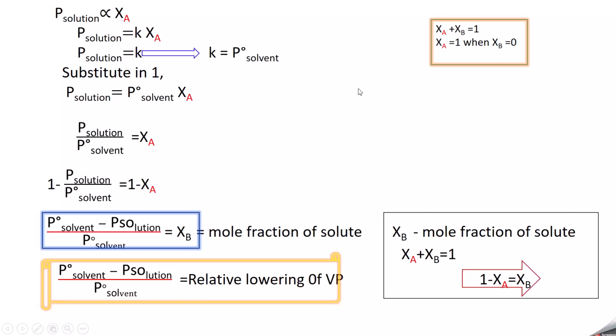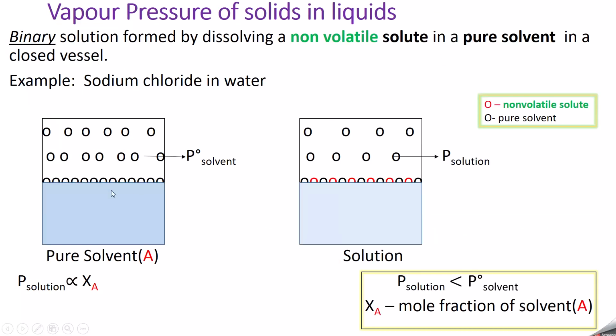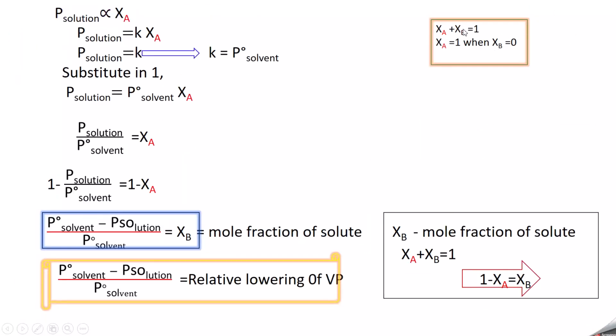But we know that the sum of the mole fractions of the solute and solvent is equal to 1. So XA plus XB is equal to 1. But when you take a pure solvent, we don't have solute here. Therefore XB can be taken as 0. So when you substitute XB equal to 0, XA will be equal to 1. Now substitute XA equal to 1 in the equation P solution is equal to K into XA. So you will get P solution is equal to K.